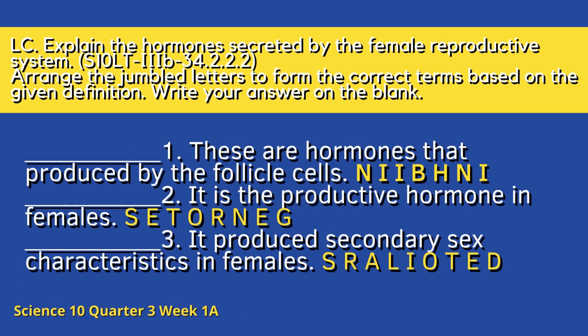Number 1. These are hormones that are produced by the follicle cells. Letters N, I, B, H, N, I. Number 2. It is the reproductive hormone in females. Letters S, E, T, O, R, N, E, G. Number 3. It produces secondary sex characteristics in females. Letters S, R, A, L, I, O, T, E, D.